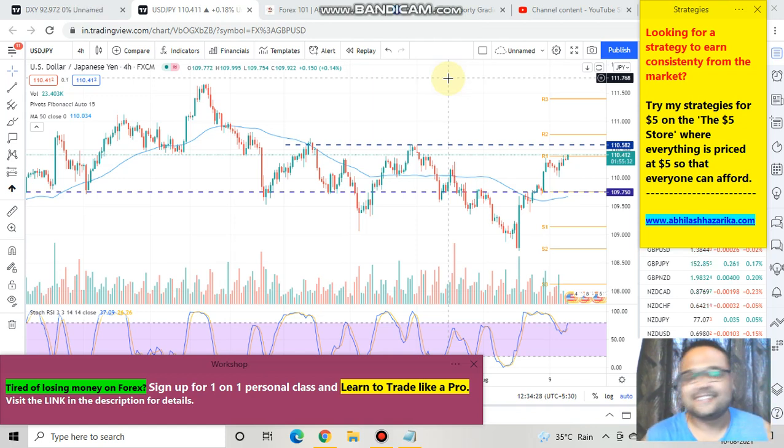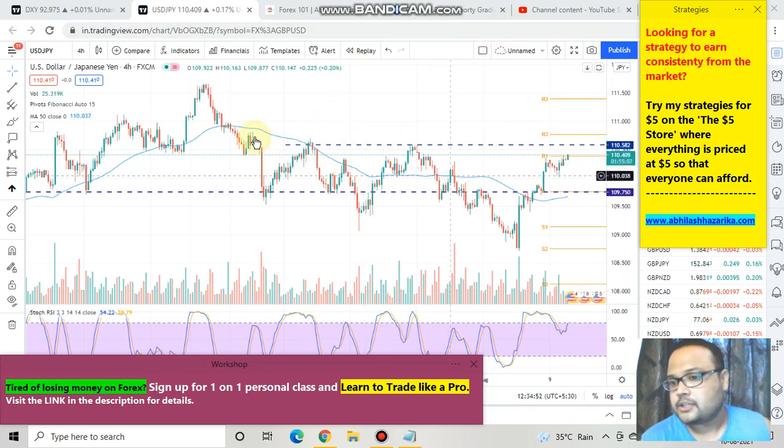So let's get started. This is the 4-hour chart of USD JPY, US dollar Japanese yen in front of us right now. And as you can see, I have got two lines drawn here on the chart and there are many ups and downs on the chart. So let's do the analysis first. Let's try to understand what is going on in the chart of USD JPY. Then we'll be jumping to the strategy. Clear?